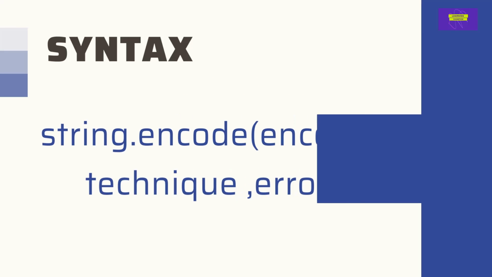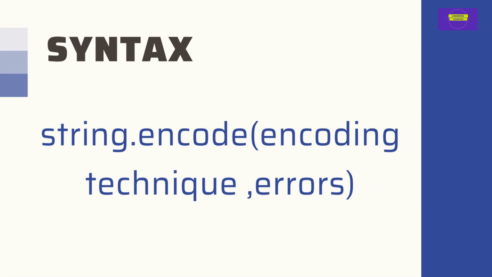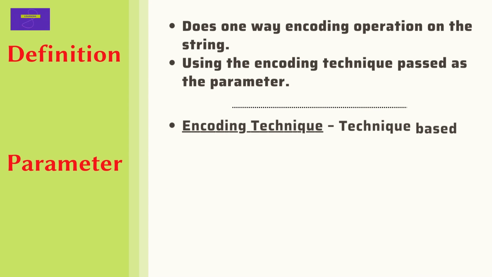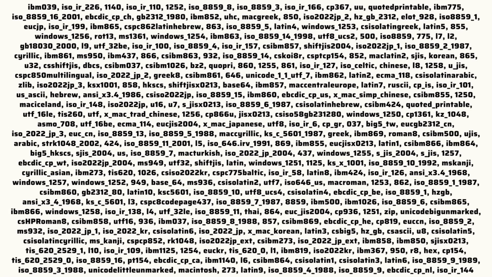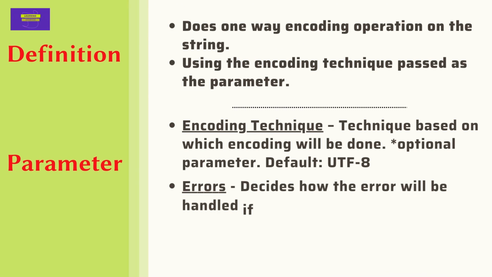Now, let's look at the syntax first. The syntax is encode with parameters as encoding technique and errors. As you can see, this function takes two parameters. First is the encoding technique, which specifies the technique based on which encoding will be done. Note that this is an optional parameter. If no encoding technique is mentioned, then UTF-8 will be used by default. Apart from this, there are a lot of techniques which can be used with the encode function. Second parameter is errors, which decides how errors will be handled if they occur.